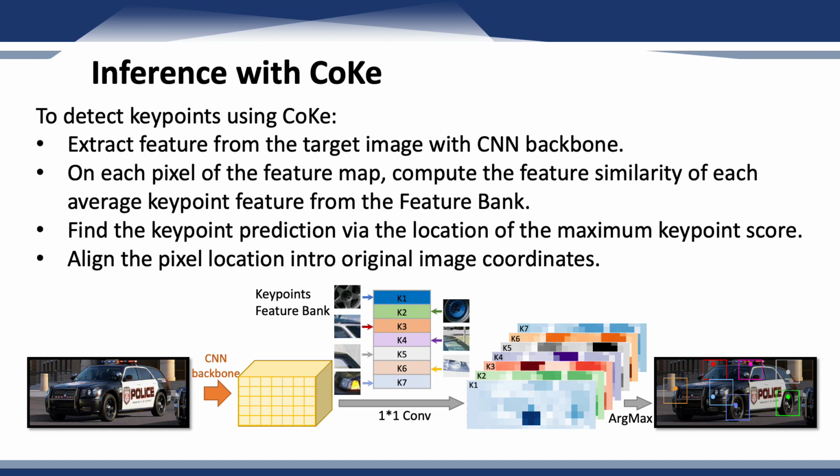The inference with CoKe is also illustrated here. In order to detect keypoints with CoKe, we first extract features on the target image, and then for each pixel, we compute the feature similarity to each average keypoint feature from the bank and find the keypoint prediction at the location of the maximum keypoint score. Therefore, we can detect the keypoints and give their coordinates from the inference image.